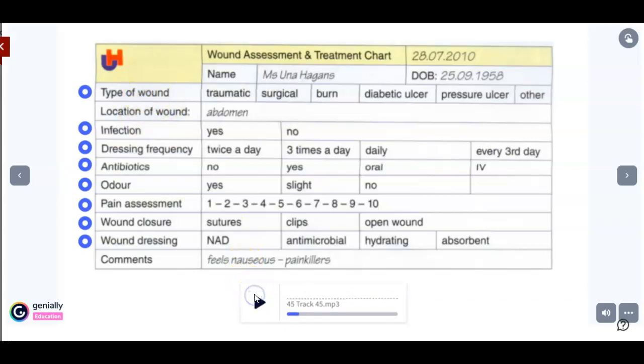Let's see. Okay, if she has had an operation, what type of wound does she have? Traumatic, surgical, burn, diabetic ulcer, pressure ulcer, or other? What do you say? Yes, surgical.